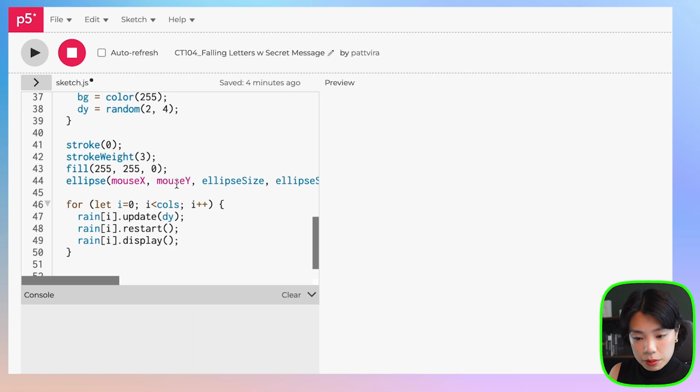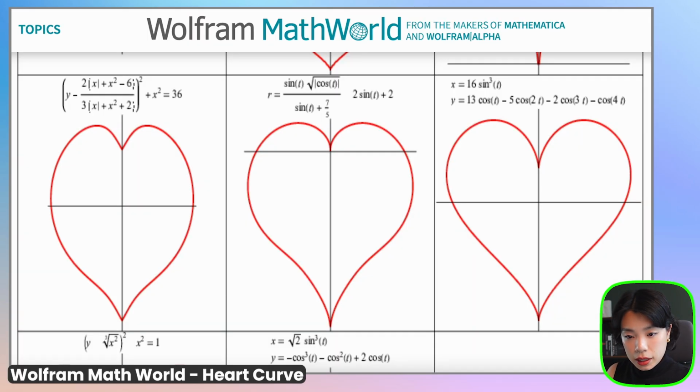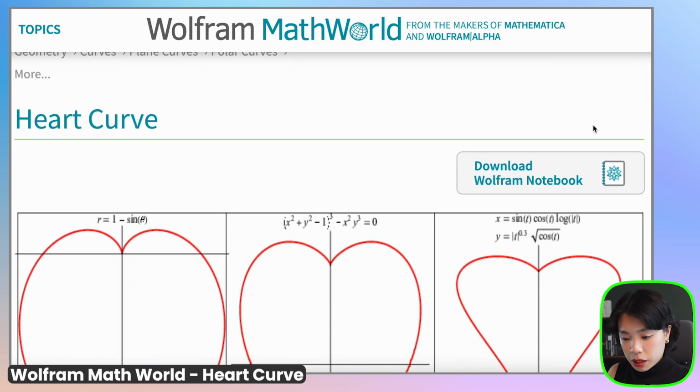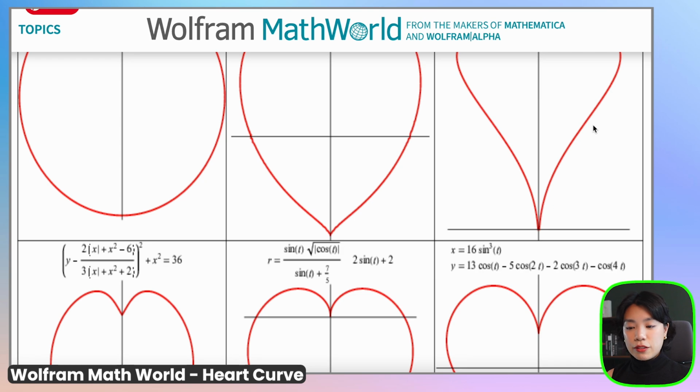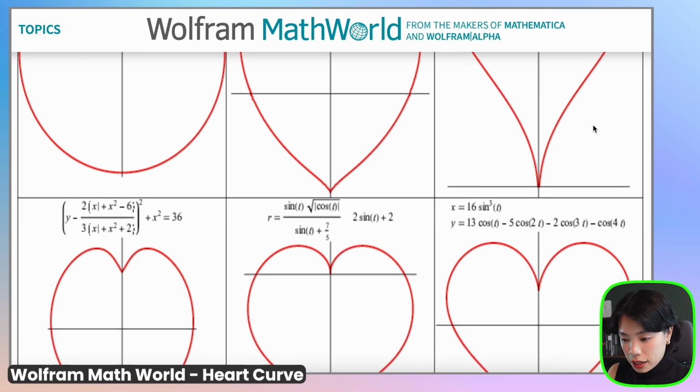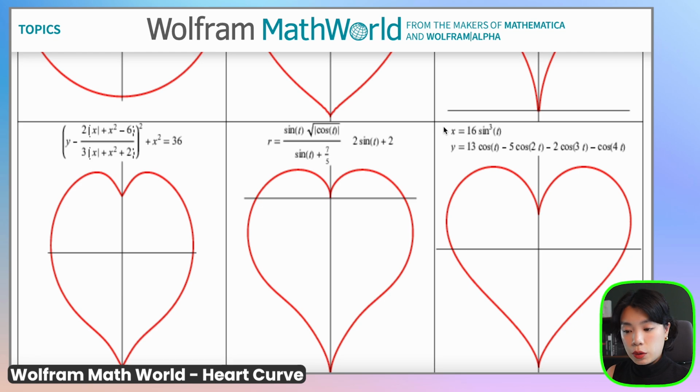So instead of this ellipse function, I'm going to go to this website here called mathworld.wolfram.com/heartcurve.html. There's a bunch of heart equations, and I have actually done a few tutorials where I use heart equations from this website. We're going to be using these parametric equations where x and y are functions of t.